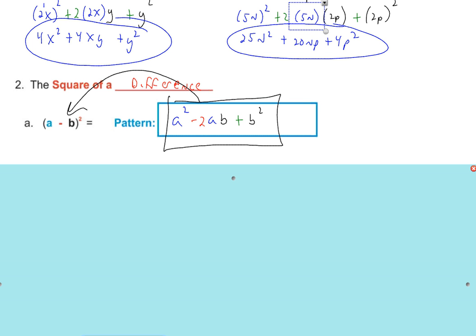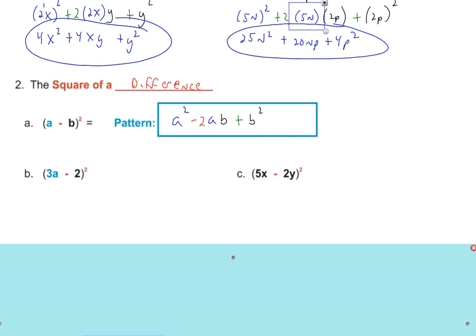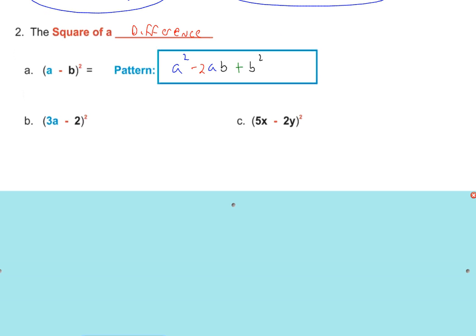And that's really, really important. Instead of calling it the square of a difference, we'll call it the difference of two squares. But that's a whole other story, and that's where we'll head next chapter. Again, the pattern is a shortcut. If you can't handle a shortcut, do it longhand.